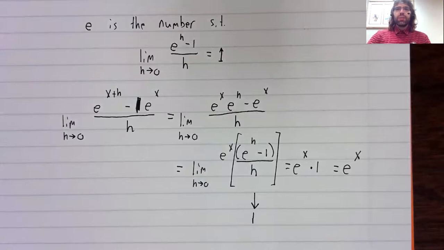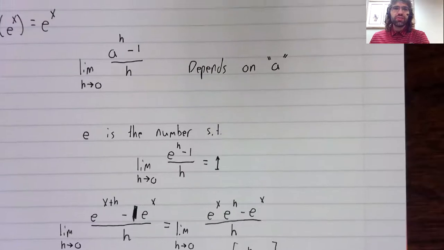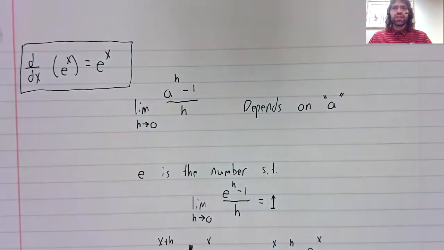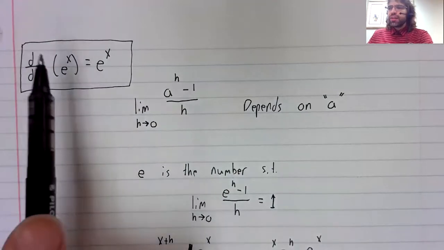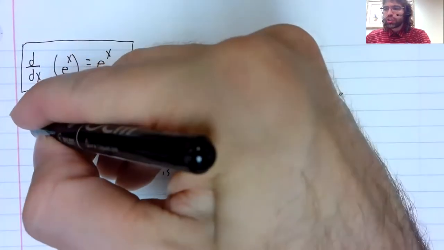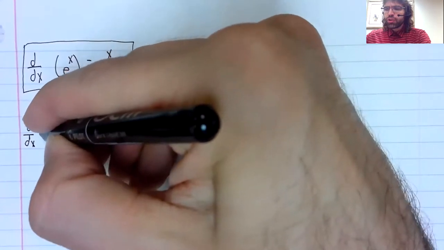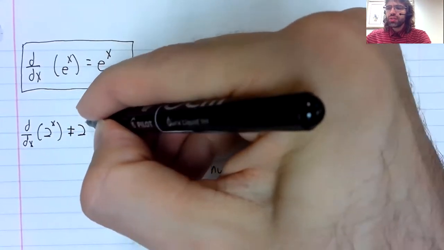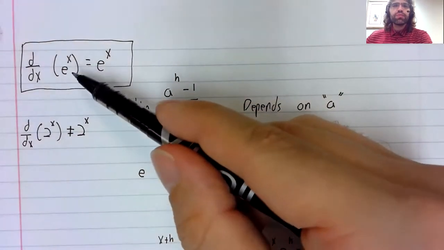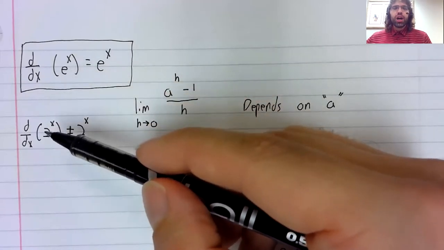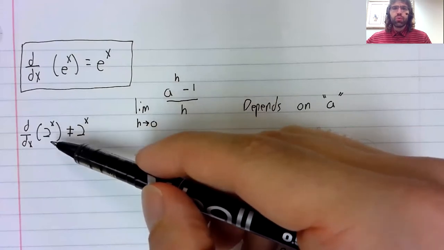In the next video, we'll do some examples with this derivative. You should make memorizing this a priority. You should also notice that this is not true for arbitrary exponential functions. For example, the derivative of 2 to the x is not itself. This is a special property that e to the x has. We'll learn to differentiate other power functions shortly.